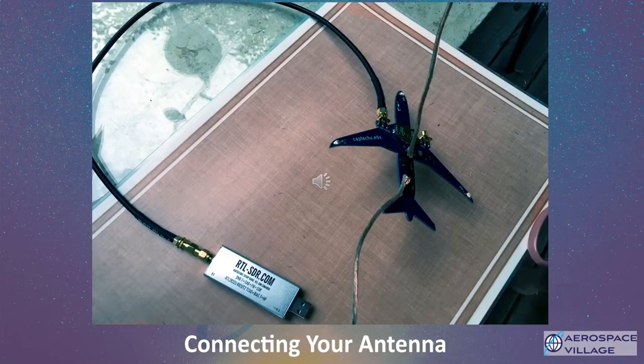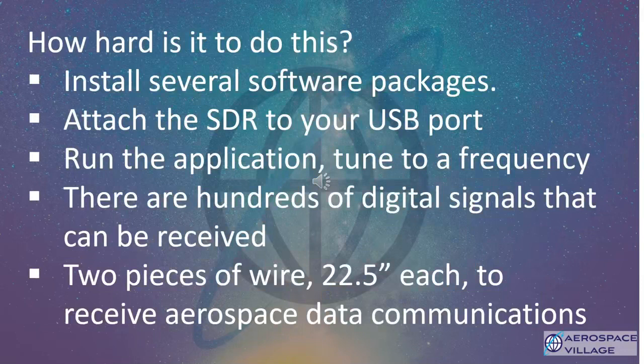Connect the wires and the correct SMA to your SDR, or connect to the other SMA and use the integrated ADS-B antenna, and you're ready to go. This is a lot of fun and very straightforward. You already understand how to install software packages and connect devices to your USB port.